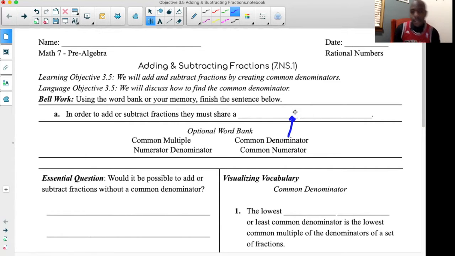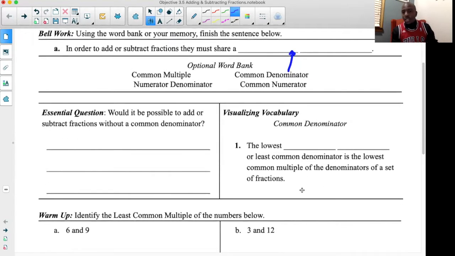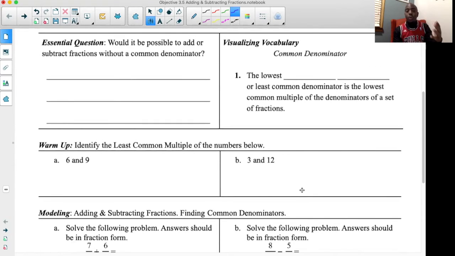Let's do it. Now, the definition of a common denominator: the lowest common denominator, or least common denominator as some people refer to it, is the lowest common multiple of the two denominators. So let's start off with understanding what the lowest common multiple is, what you've heard growing up called the least common multiple. Let's start with this warm up. It says 6 and 9, and 3 and 12.